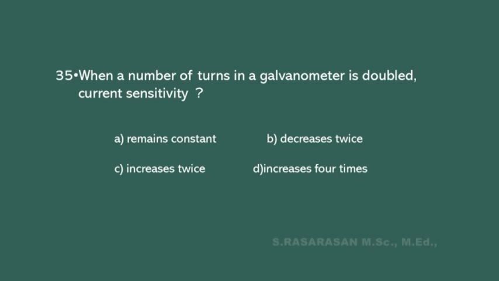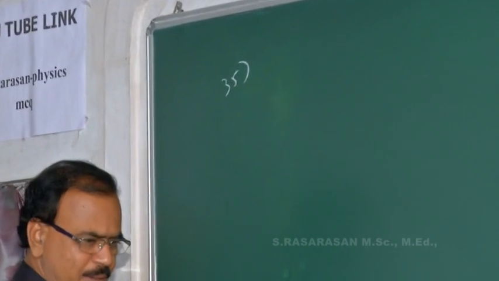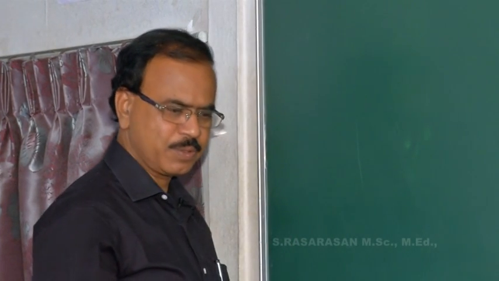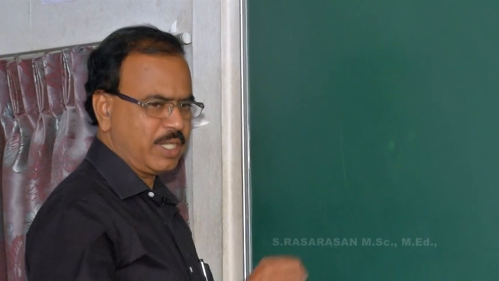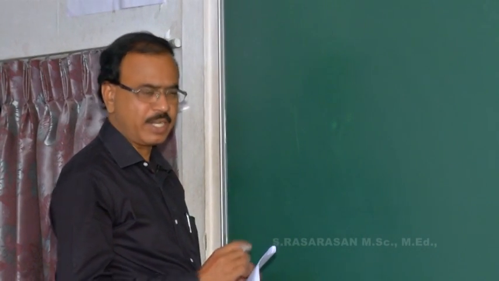35. When the number of turns in a galvanometer is doubled, what will happen to the current sensitivity? Galvanometer means moving coil galvanometer. In the moving coil galvanometer, there is a coil through which the current flows. The current carrying coil is placed in a uniform magnetic field. Hence a torque acts and makes the coil rotate. This is called deflecting torque.